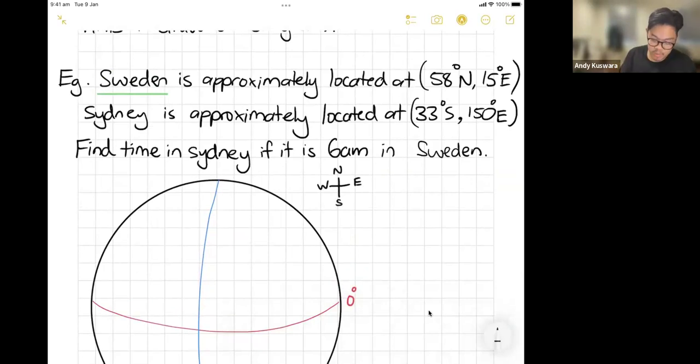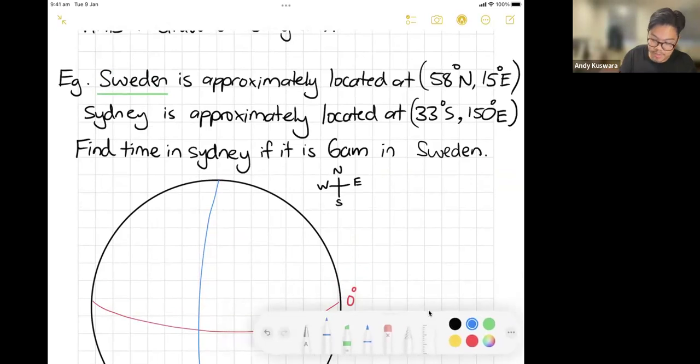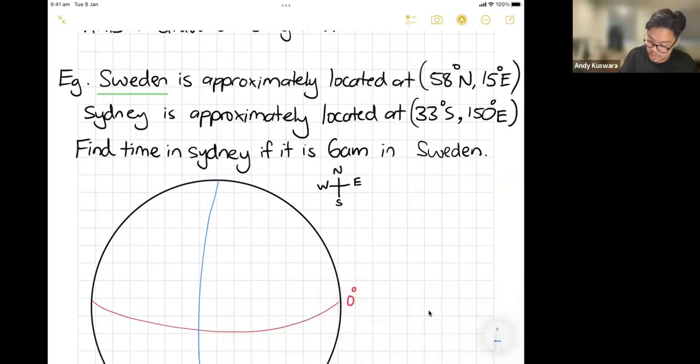What I've got here is 58 degrees north, so I'm slightly up, and then 15 degrees east, so I travel a little bit to the right. I'm going to label that as Sweden. If I wanted to, I could draw the lines going through it, but right now I just know that I'm about 58 degrees up and about 15 degrees east.